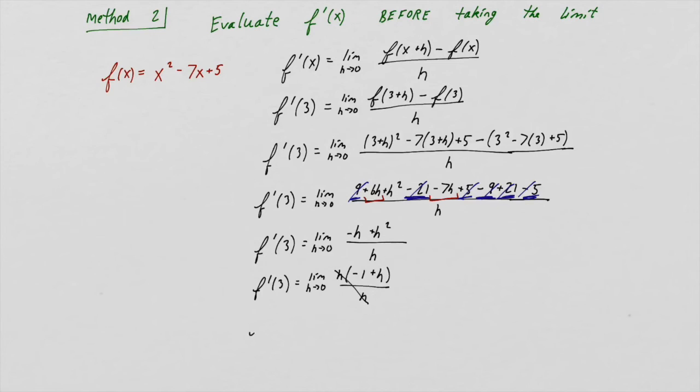And we still haven't evaluated the limit yet, so we have f prime of 3 equals the limit as h approaches 0 of negative 1 plus h. Now we can just say h is approaching 0, we just pop it right in here for h, and we're left with f prime of 3 equals negative 1, which is the same answer we got when we did it the other way. So either way, you're going through the definition of a derivative, but you definitely want to be familiar with both of these methods for your AP exam.